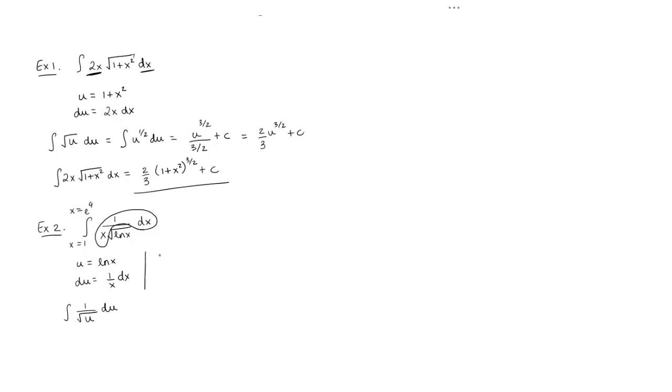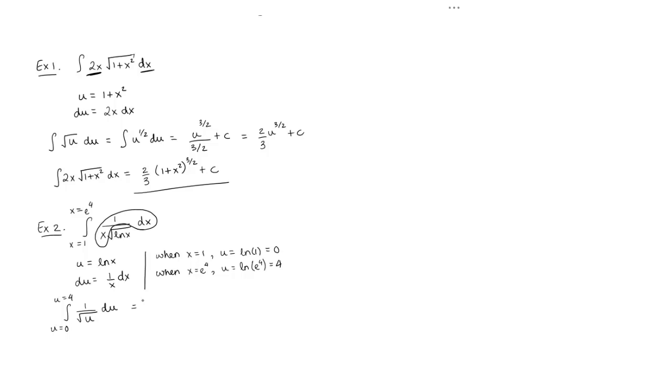When x is equal to 1, what is u equal to? We know u equals natural log of x. So u is equal to the natural log of 1, which is just 0. And then let's take our upper bound. When x equals e to the 4th, u is equal to the natural log of e to the 4th, which is just 4. Now we have our lower and upper bounds in terms of u. So I have u equals 0 to u equals 4, which is perfect.